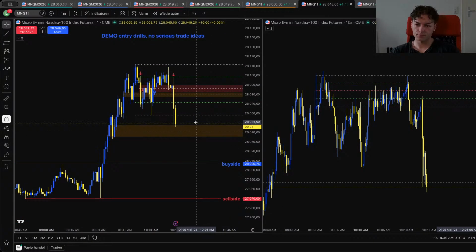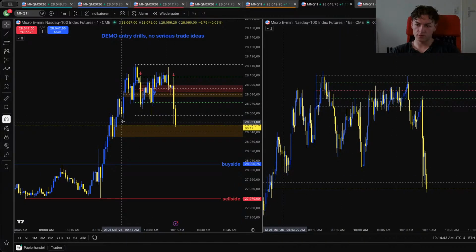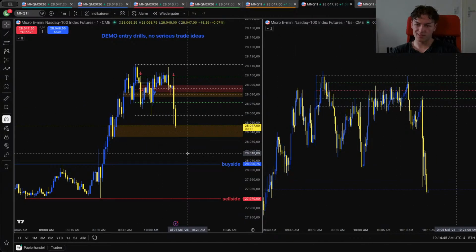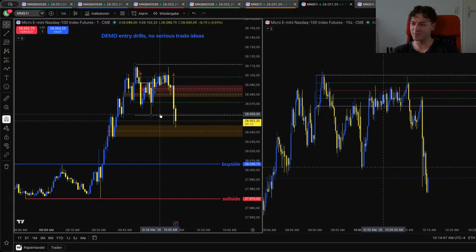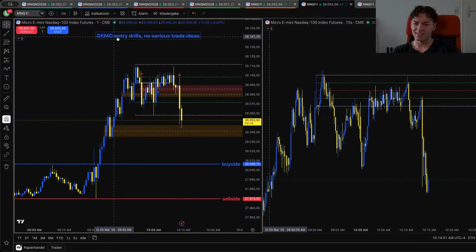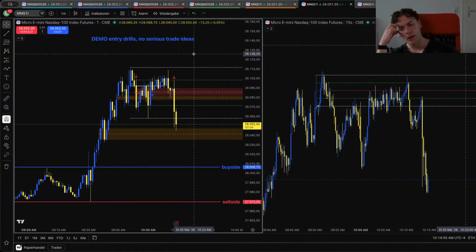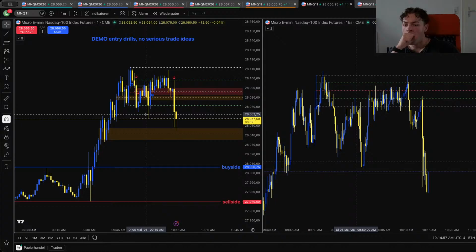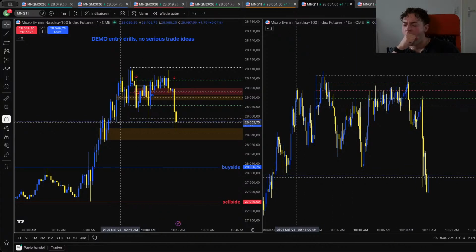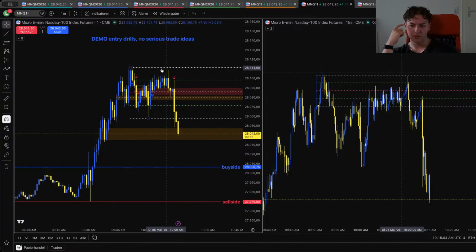So yeah, fair value gap delivered, retail sell stops taken, and my sell stop taken. But like I said, demo entry drills only, no serious trade ideas. We engineered buy side, so we have relatively equal highs in here.